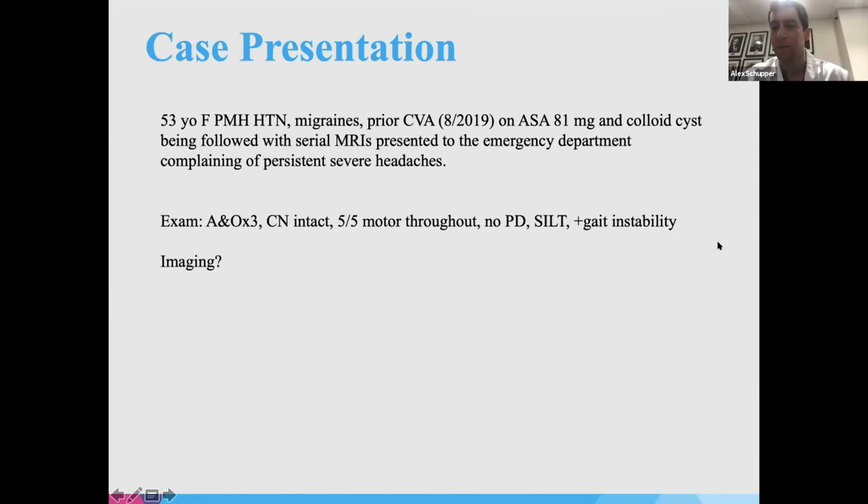So if we have any of our medical students available, I wanted to start by just asking what some of the imaging you would do initially on this patient would be. We already have prior MRIs, but now that we're consulted on her in the emergency department, what would be our next step?